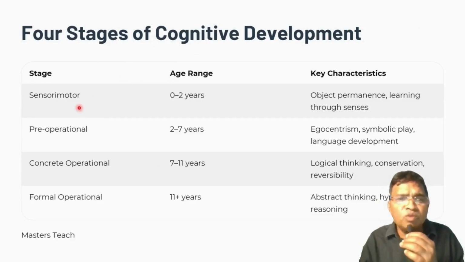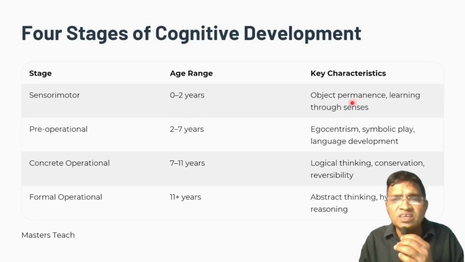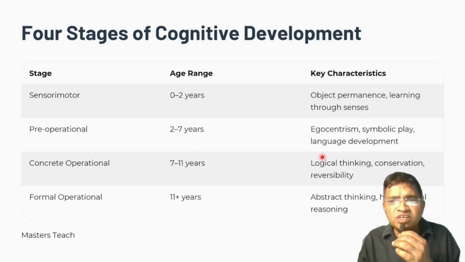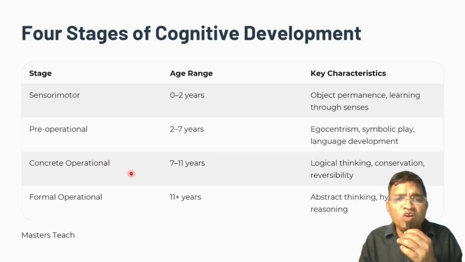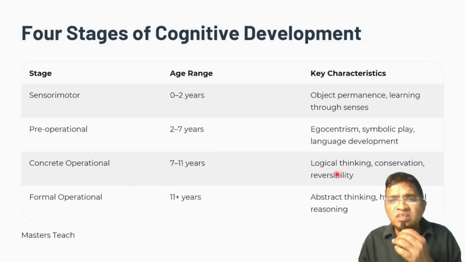One is sensorimotor. In this stage, the age group is 0 to 2 years. The key characteristics are object permanence and learning through senses. Then preoperational, it is 2 to 7 years. The key characteristics are egocentrism, symbolic play, and language development. Then concrete operational, between 7 and 11 years: logical thinking, conservation, and reversibility. Then formal operational, 11 plus years: abstract thinking and hypothetical reasoning.